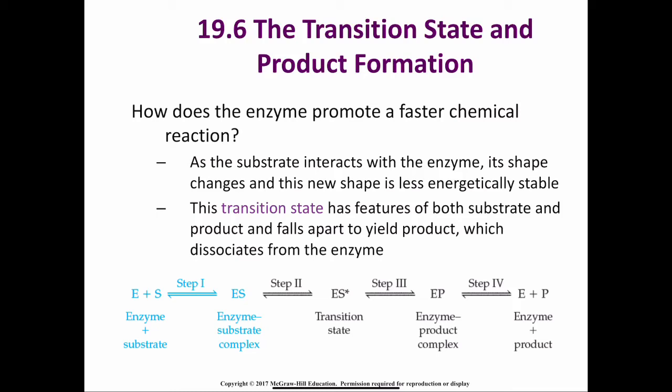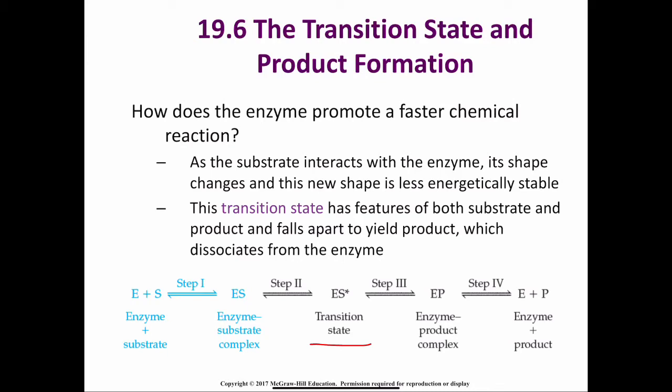19.6. The transition state and product formation. How does the enzyme promote a faster chemical reaction? As the substrate interacts with the enzyme, its shape changes, and this new shape is going to be less energetically stable. So this is what we refer to as the transition state. The transition state has the features of both the substrate and the product, and then it falls apart to yield the product, which dissociates from the enzyme.